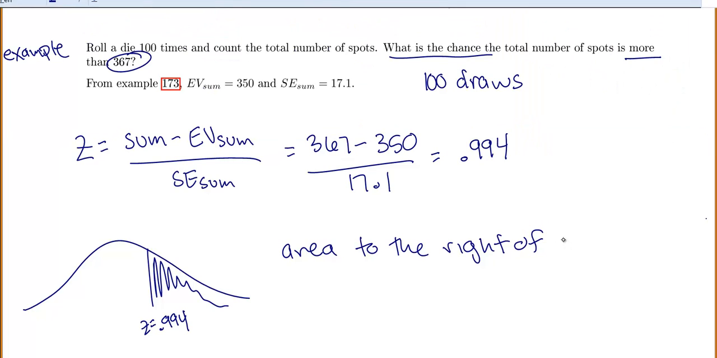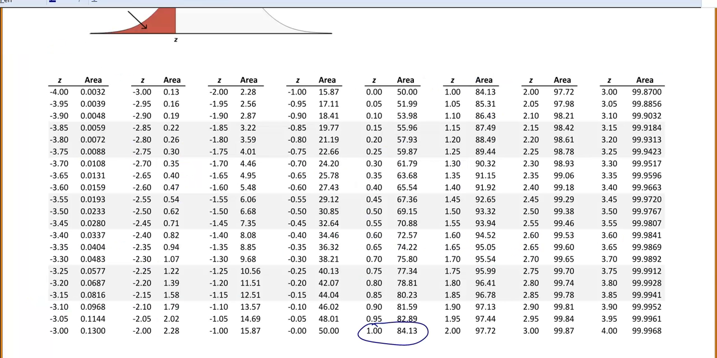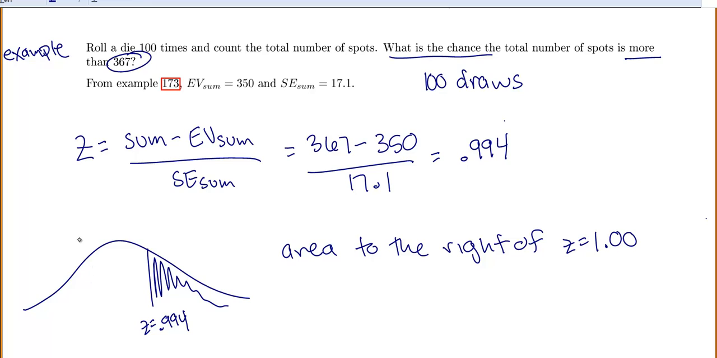To the right of Z equals 1. So we round it up to 1.00 so we can use the table. Now keep in mind though, the table only gives us areas to the left. So this area of 84.13, that's the area to the left. So how are we going to find the area to the right? We're going to have to use the complement rule.